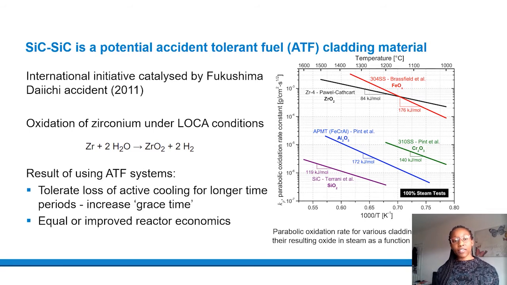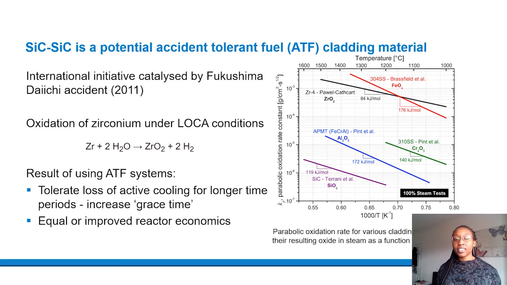Well, as we can see from the 2011 Fukushima Daiichi accident, under certain conditions, such as a loss of coolant accident, the oxidation of zirconium occurs. This is itself an exothermic reaction, making the whole thing autocatalytic and reducing the time available to respond to the accident. On the right-hand side, we can see a graph showing the various oxidation rates for different materials.